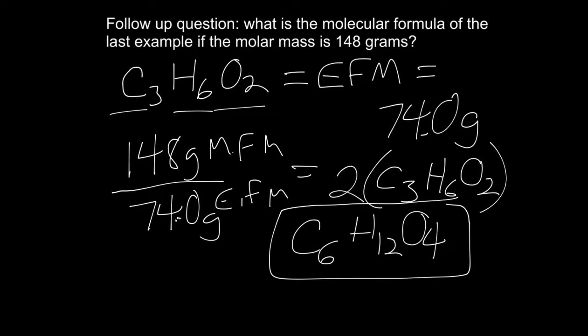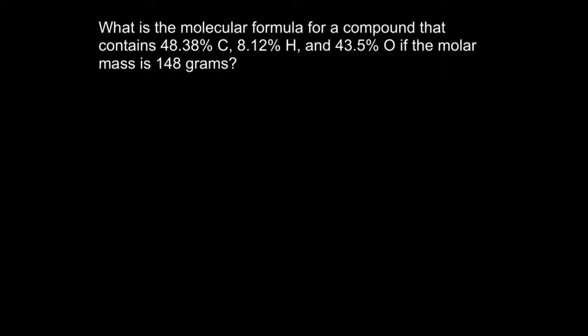I would say something like, what is the molecular formula of a substance that contains 48.38% carbon, 8.12% hydrogen, and 43.5% oxygen if its molar mass is 148 grams? So you can hear that I'm taking the question and putting it into one big question. Let me show you what that looks like. So here we have the question as it would be written on a test, and you notice we've taken everything combined together. It says, what is the molecular formula for a compound that contains that percent of carbon, that percent of hydrogen, and that percent of oxygen if the molar mass is 148 grams?